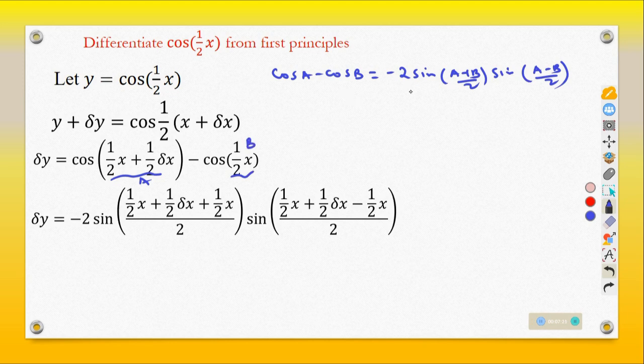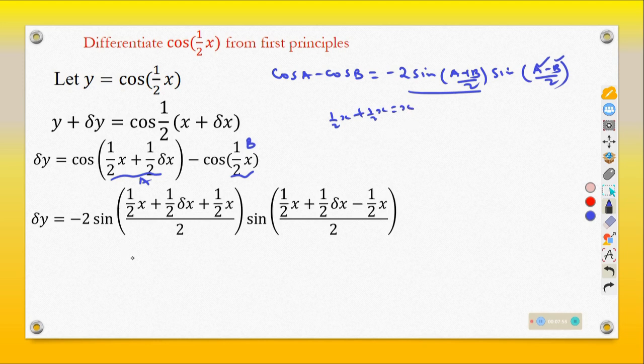So using this expression here, we shall be able to remain with delta y, which is equal to minus 2 sine of A plus B, a half of x plus a half delta x plus a half of x, everything divided by 2. Likewise, A minus B, which is a half of x plus a half delta x minus a half of x, divided by 2. So on simplification, this is a half of x plus a half of x. That is actual x, but we are dividing it by 2.